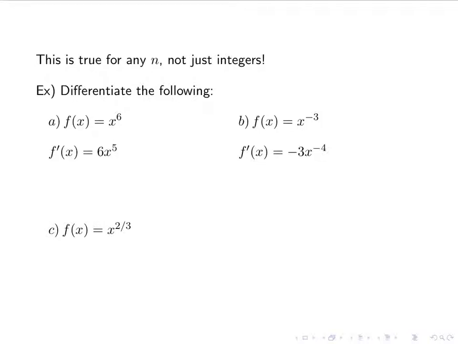The next one is x to the 2/3. Again, I'm going to bring down the 2/3 as my new coefficient, and then my new exponent is 2/3 minus 1. So I get 2/3 x to the negative 1/3. Next, f of x equals x to the negative 4/5. Again, the negative 4/5 will be my new coefficient, and my exponent will be negative 4/5 minus 1. So I get negative 4/5 x to the negative 9/5.